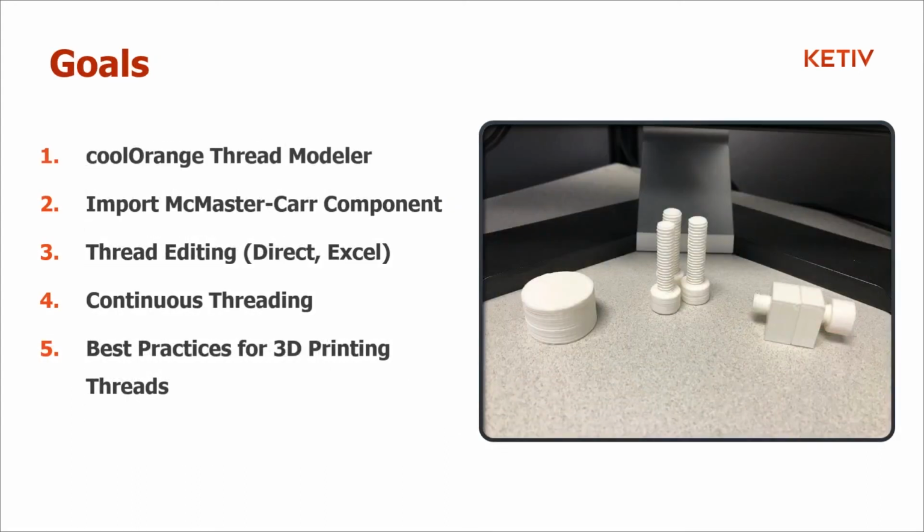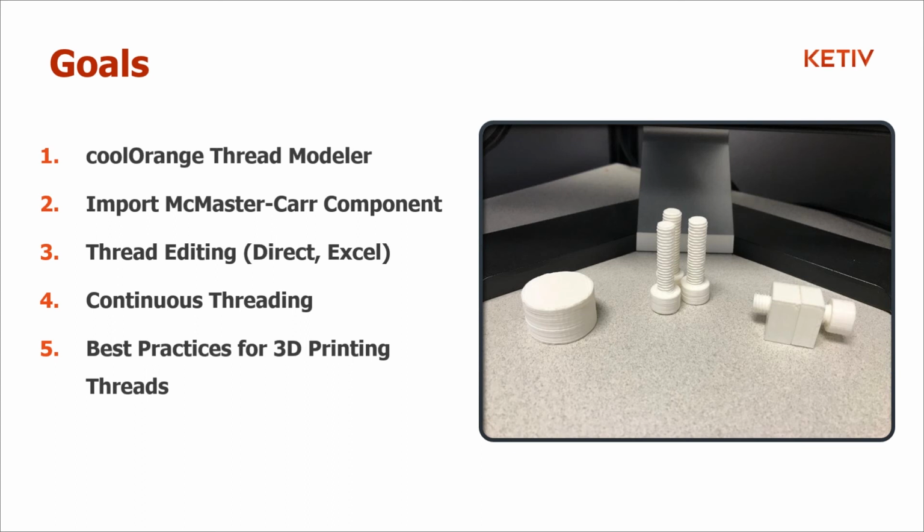And I have a couple goals here that we will go through today. The first one being, if you have ever used the thread modeling tool in Inventor, then you might be familiar with the Cool Orange add-in or the app on the Autodesk website. I'll show you how to get to that. We'll also be importing a McMaster-Carr component. If you aren't familiar with McMaster-Carr, it's a website that has thousands of different hardware that you can pull from. We will also be editing threads directly, and I'll also show you a way to access the Excel sheet Inventor references so you can put in your own custom thread sizes.